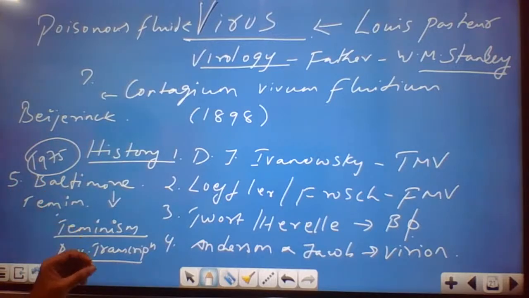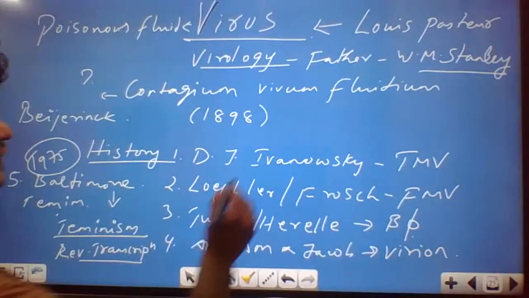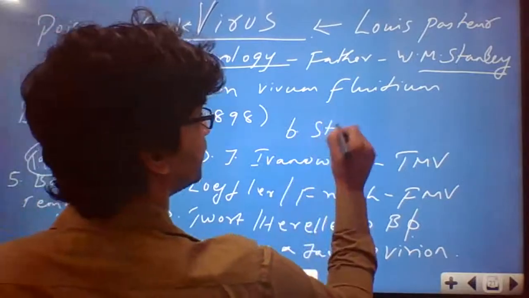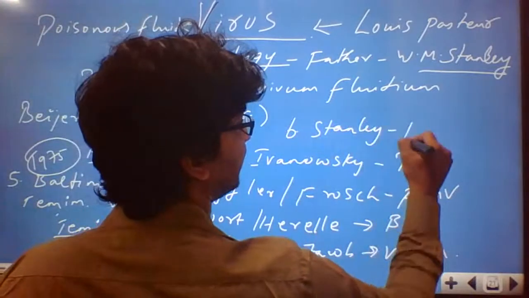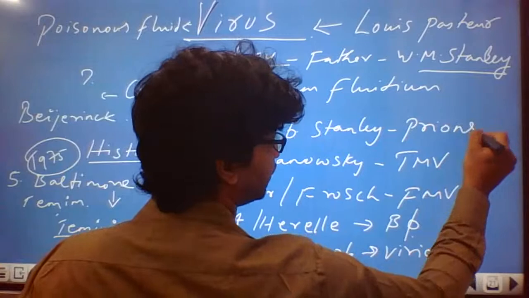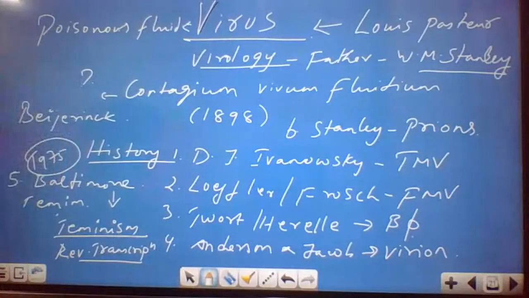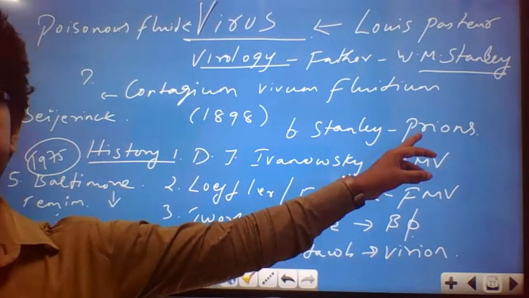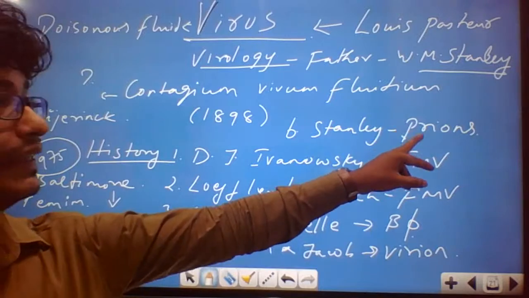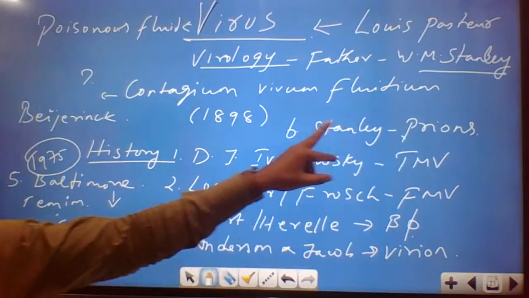And Stanley was a person in the year 1982. He first identified prions, the sixth one I write here. He identified that the proteins, not a genetic material, can be infectious. You would have studied mad cow disease and Creutzfeldt-Jakob syndrome, right? These are related to Stanley, which comes under prions.